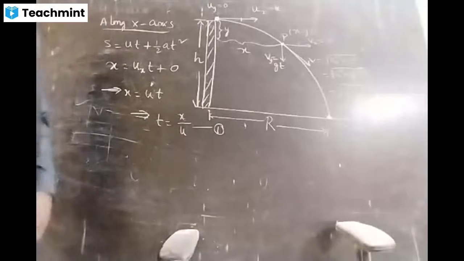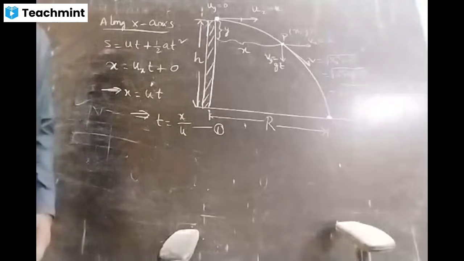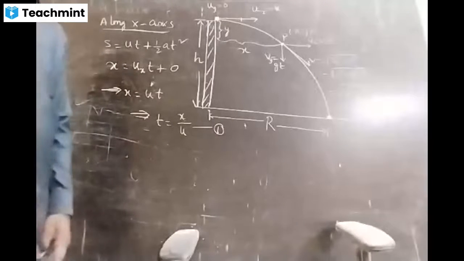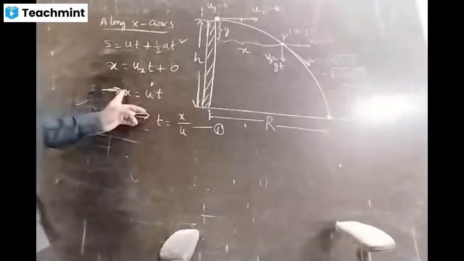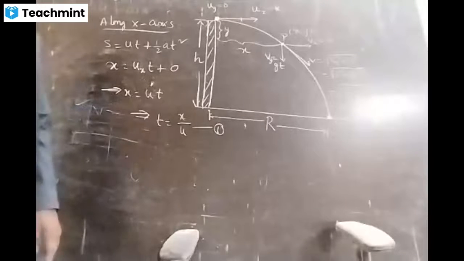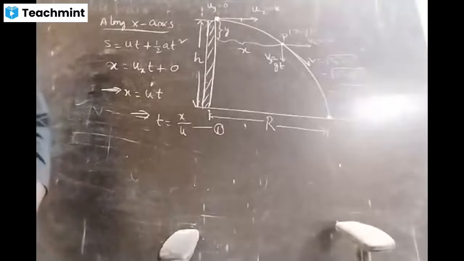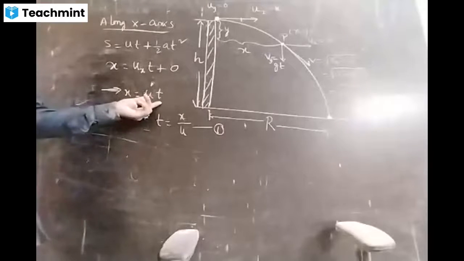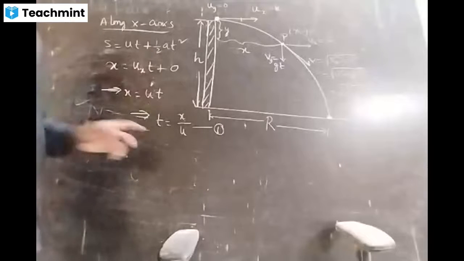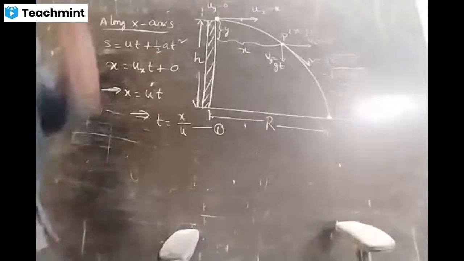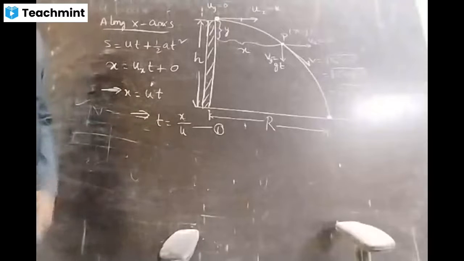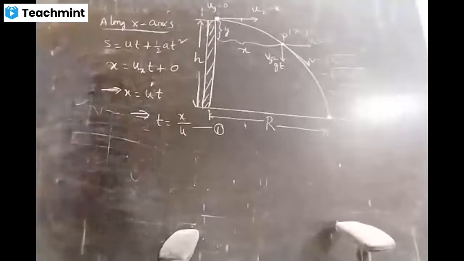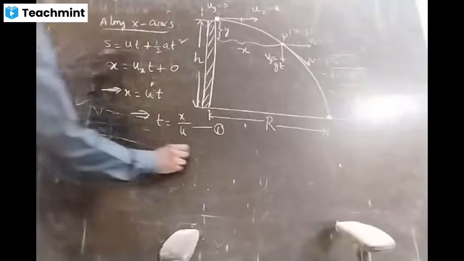Because I am interested to find the relation between x and y. I got the relation between x and t now. I want to eliminate time because time is common in both x and y. Now let me write along the y-axis what I will get.